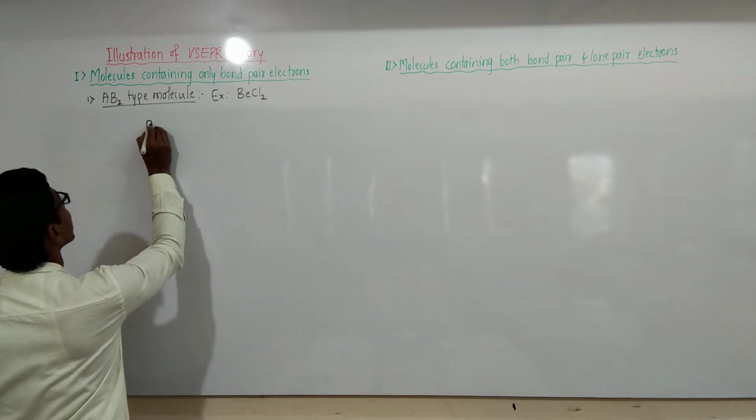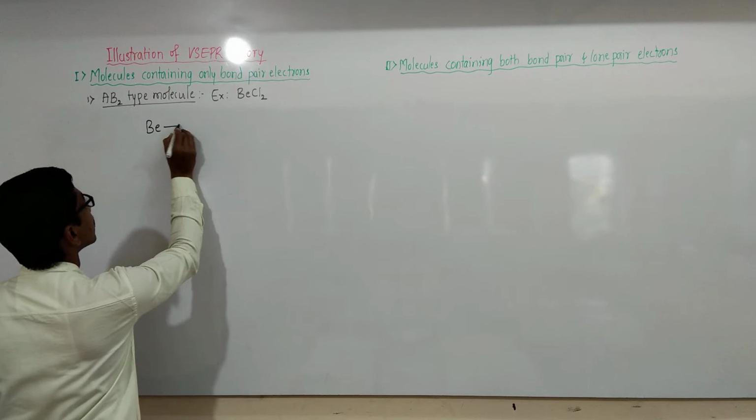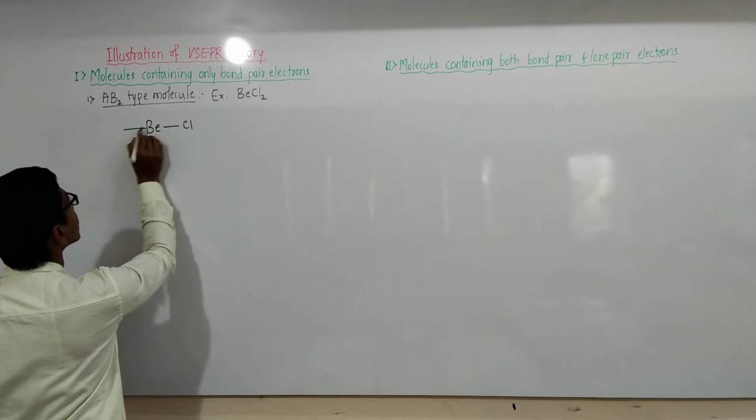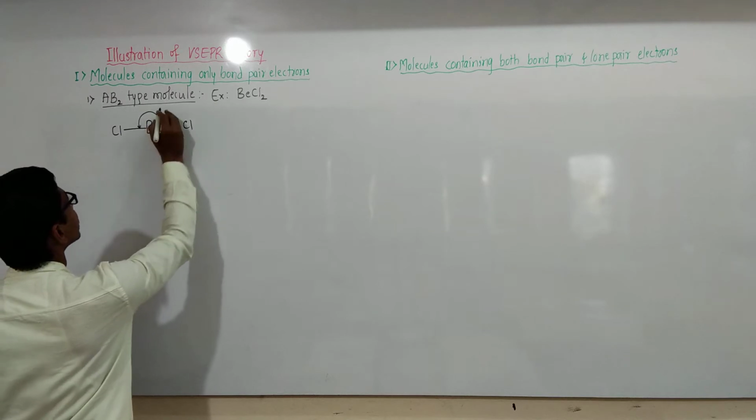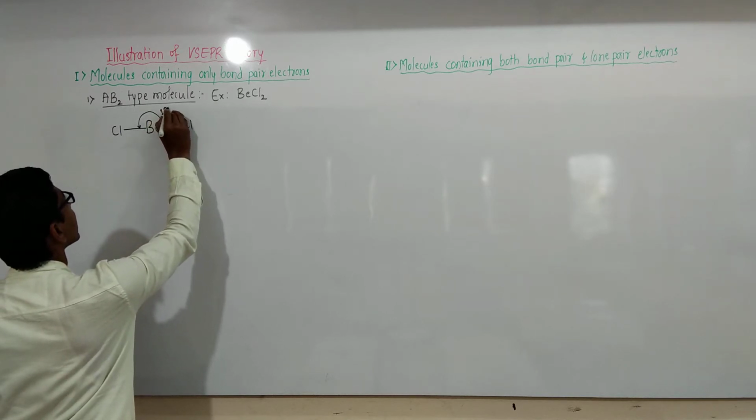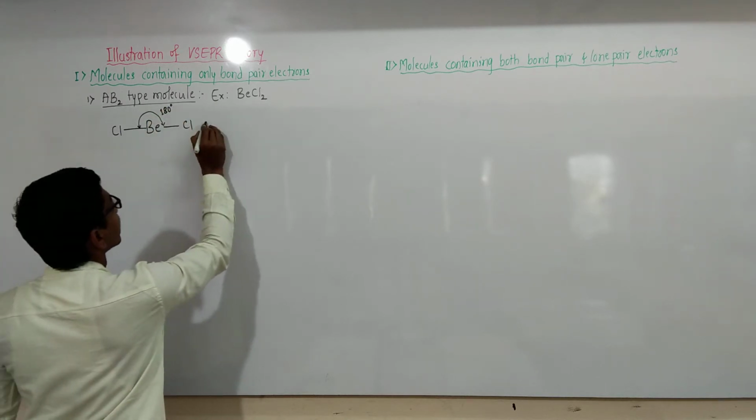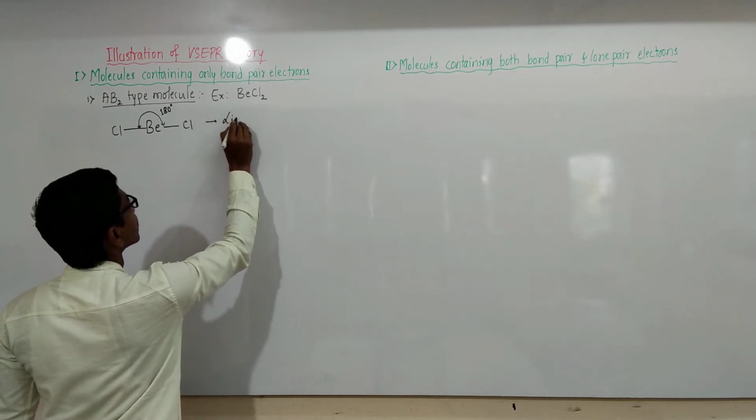Hybridization, let us see. These two hybrid orbitals of beryllium are directed at an angle of 180 degree and it is linear.